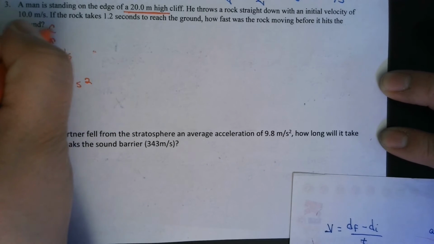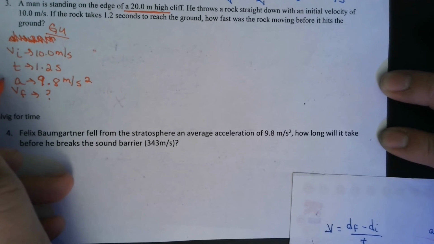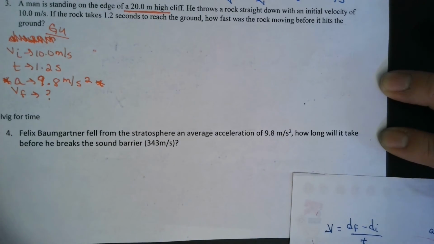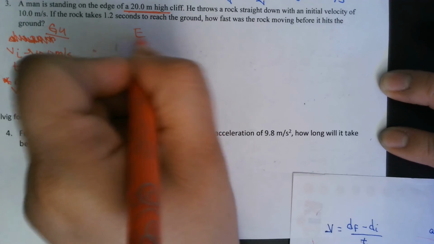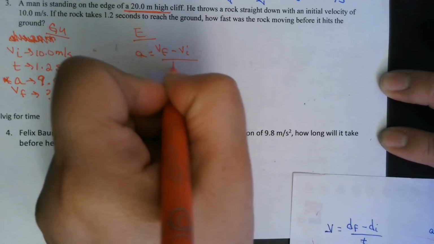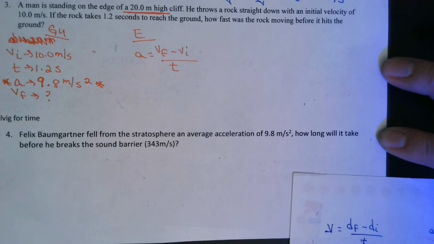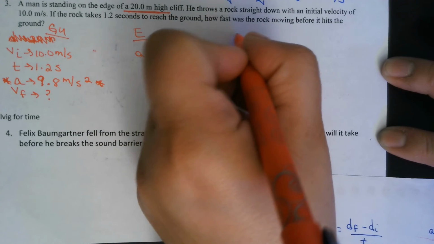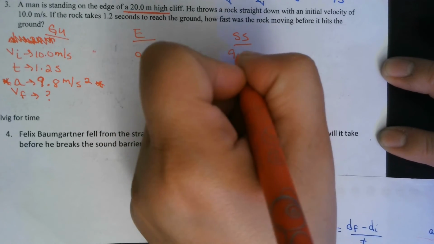Okay, so here's my givens and unknowns. And I gave you this one. Okay. And then the equation is going to be A equals VF minus VI all over the time. And we're going to solve for VF. So this is substitute and solve.